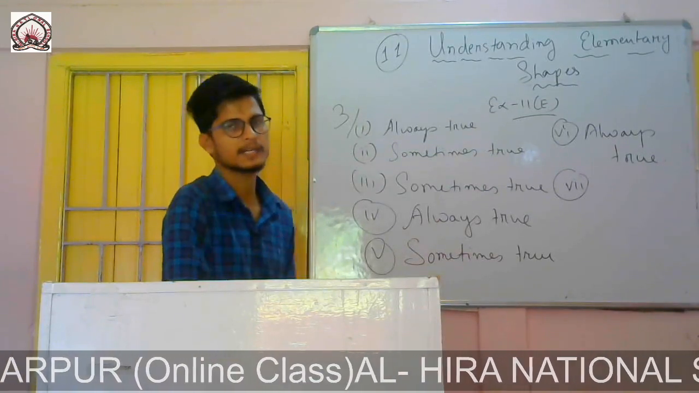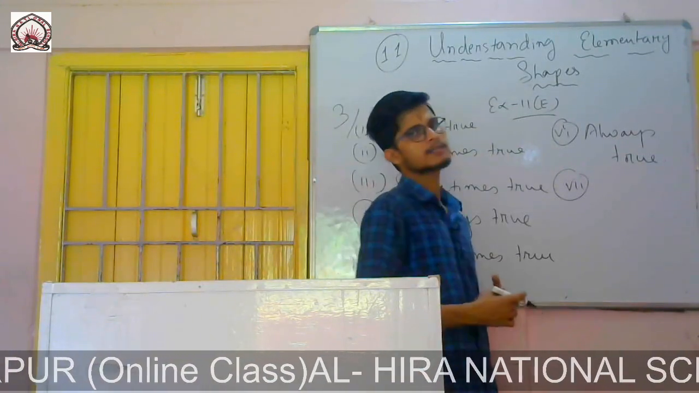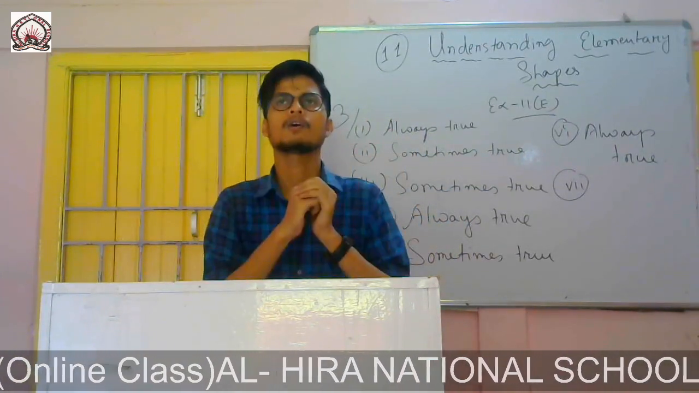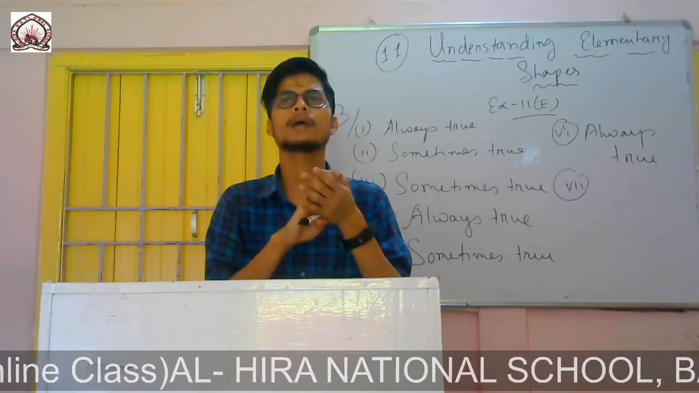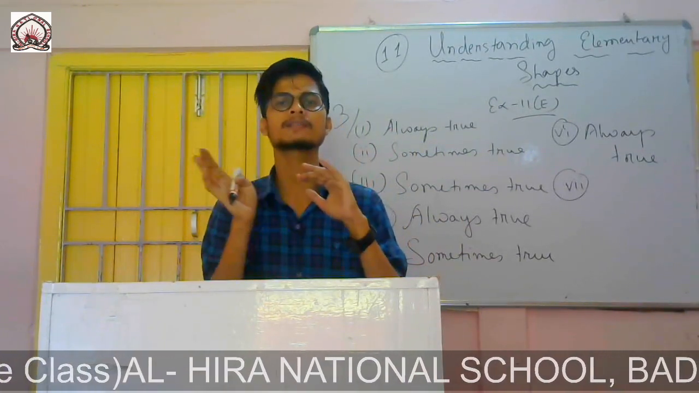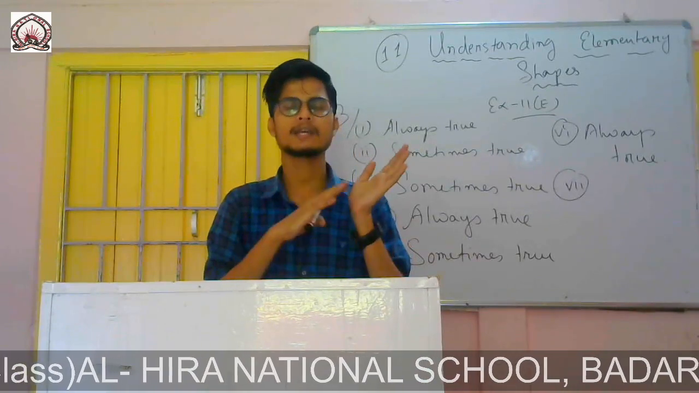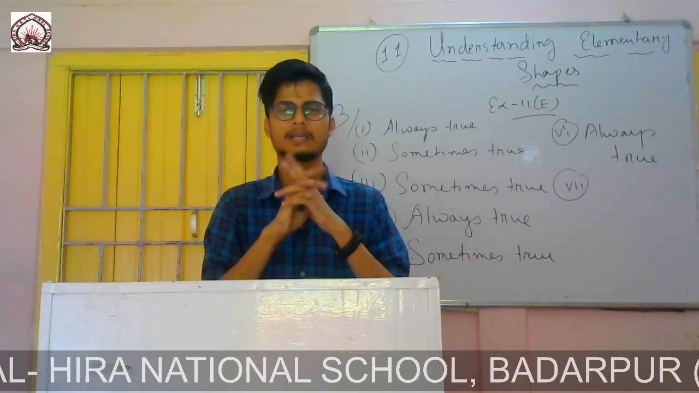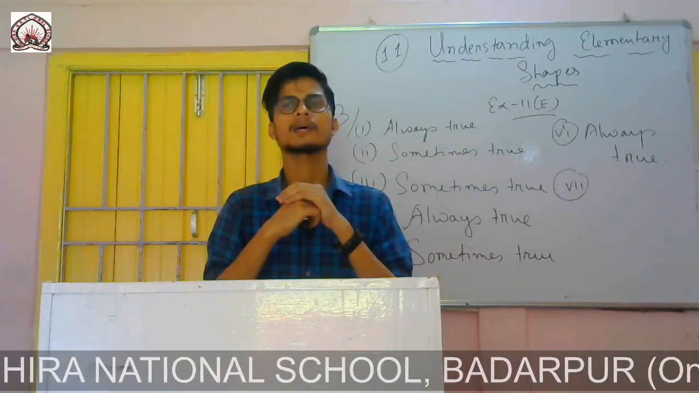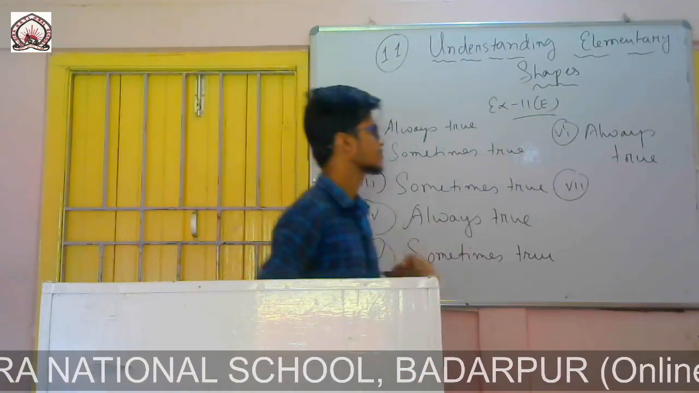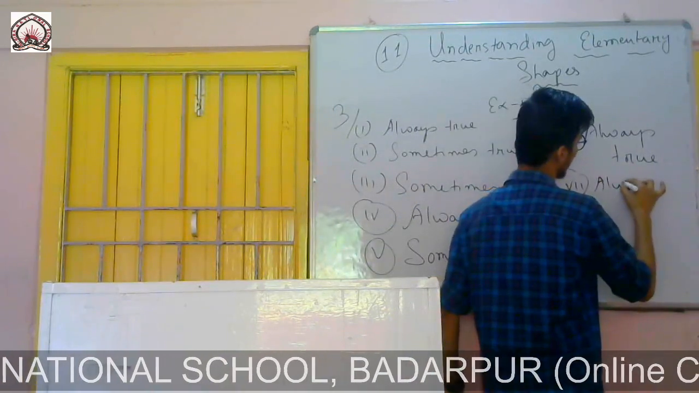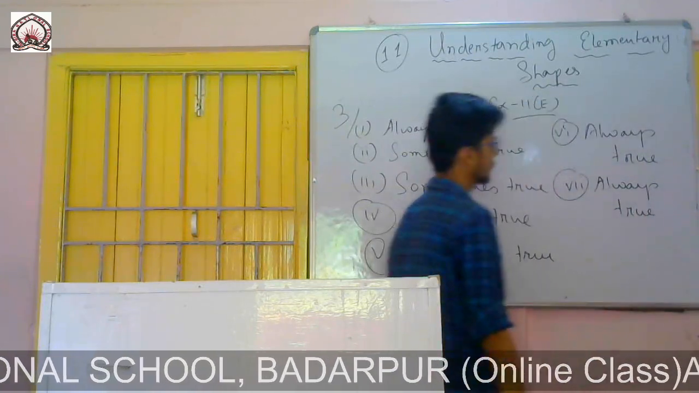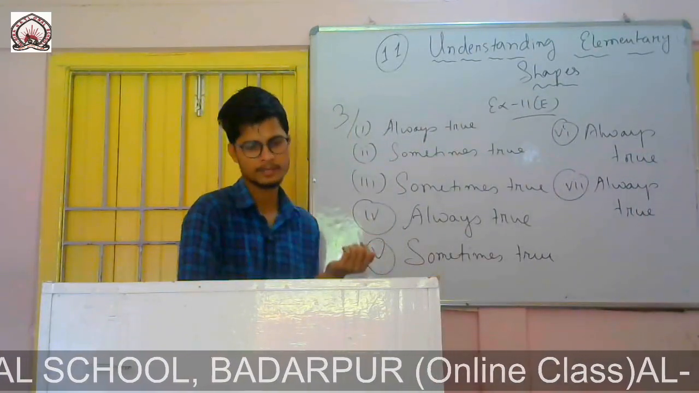A square is a rectangle. Yes, in a rectangle all the angles are 90 degrees. In case of a square also all the angles are 90 degrees. The only difference is in their sides. In a square, all the four sides are equal. In a rectangle, the lengths and the breadths are different. So it is always true. That means a square is a rectangle. It fulfills the basic criteria.